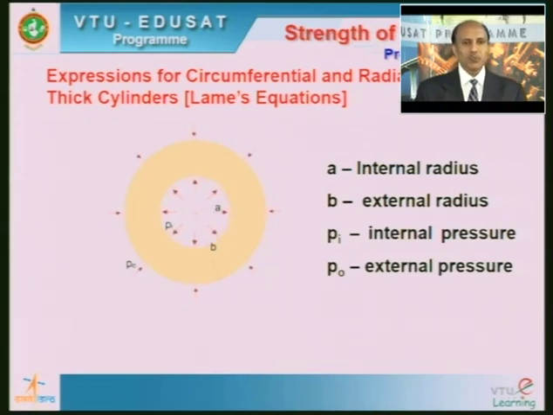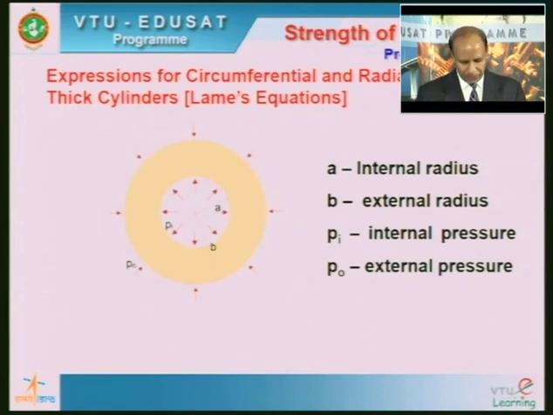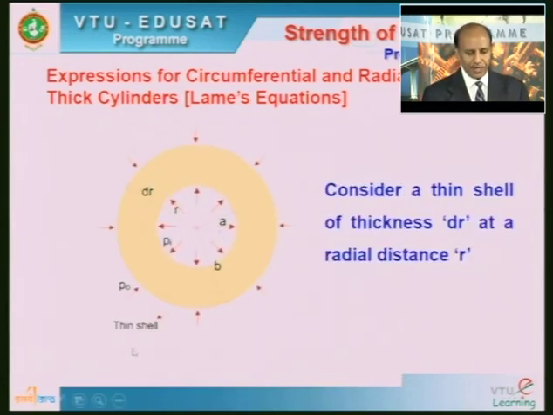Now, coming to the radius. If you watch here, A refers to the internal radius, and B refers to the outer radius. You can understand that we have two circles over there. The radius of the inner surface is A, and the radius of the external surface is B. That is what we are talking about in this particular case.